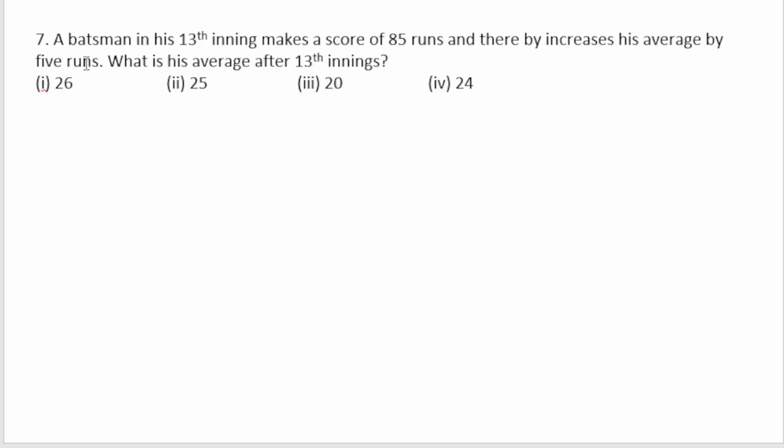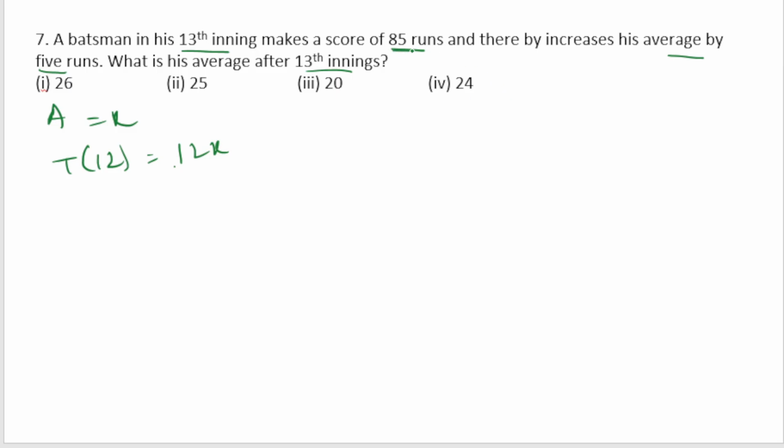Next one. A batsman in his 13th innings makes a score of 85 runs and thereby increases his average by 5 runs. What is his average after the 13th innings? We don't know the average before the 12th innings, so we will assume the average before the 12th innings is X. So what is the total score till the 12th innings? It is 12 into X, 12X.